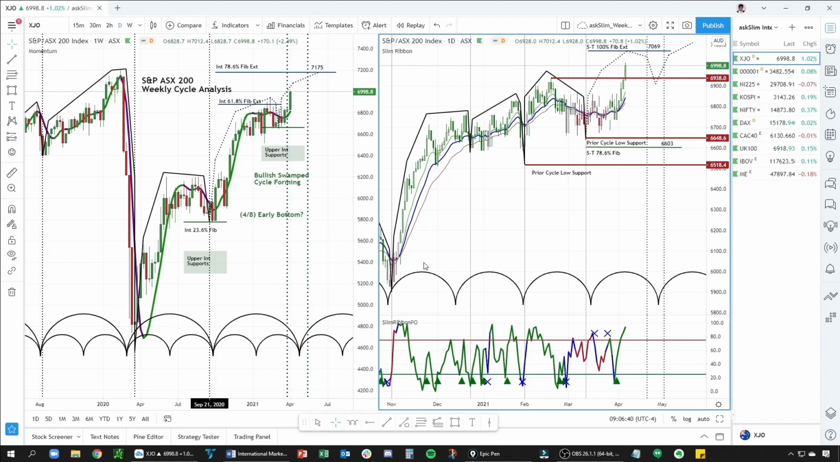So now let's go ahead and jump into the S&P ASX 200. On the weekly time frame, we have a dominant weekly cycle here, which is then broken up into these minor half cycles. So we're saying that there is a clear dominant money flow pattern that is then broken up into these minor money flow patterns.